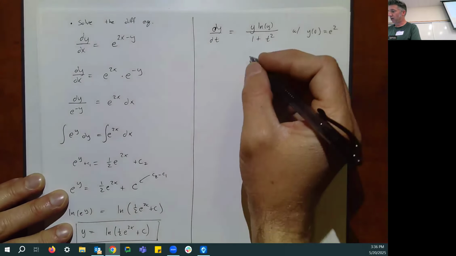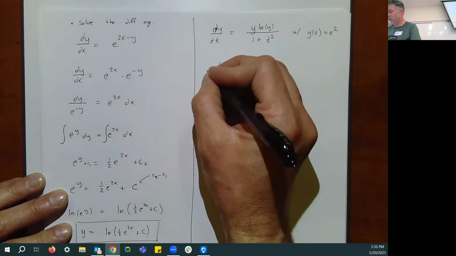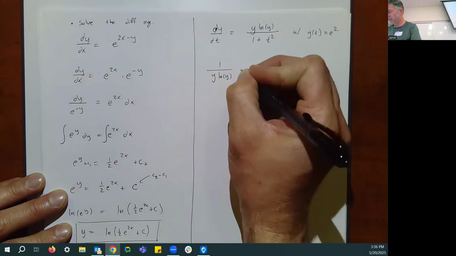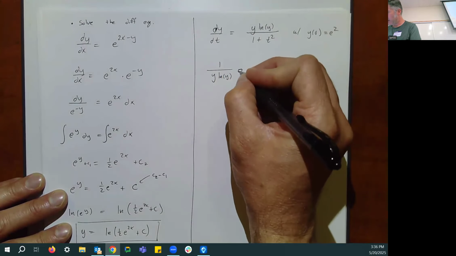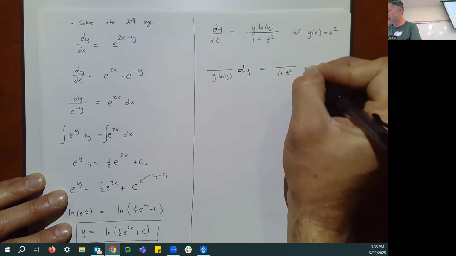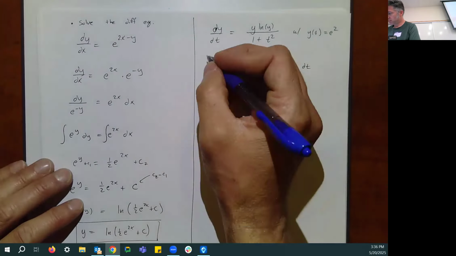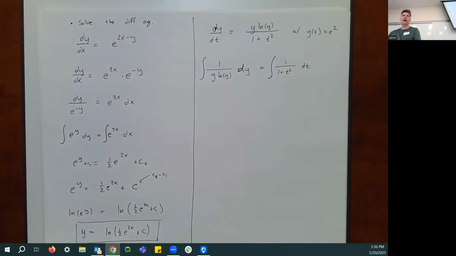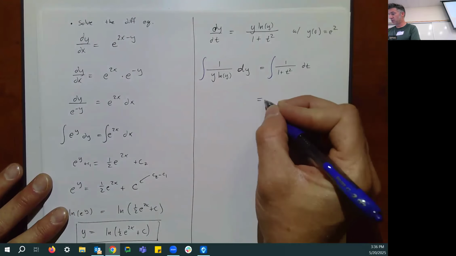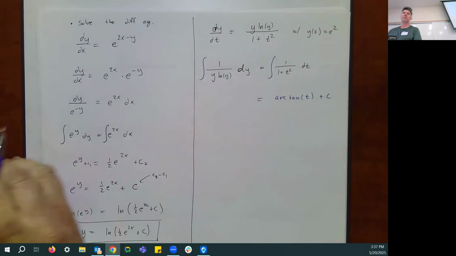So on the left-hand side, I'm going to divide by y natural log of y. So I get 1 over y natural log of y dy equal to 1 over 1 plus t squared dt. We've separated things, so now we can integrate. One of these sides is straightforward. One of them is not. The right-hand side is just going to be the arctangent of t plus c.